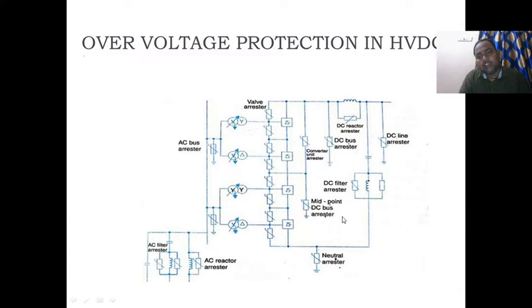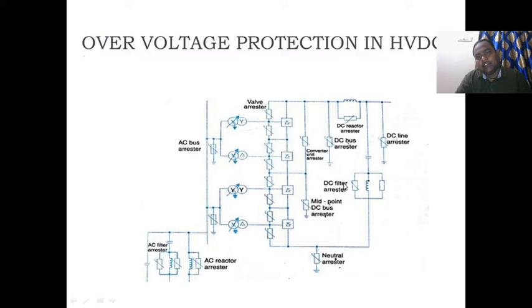Please observe this also, a midpoint DC bus arrester. If there are any over voltages present in the middle of the transmission line, they can be nullified by using the midpoint DC bus arrester. If any fault occurs in the neutral system, there is another equipment, that is a neutral arrester. Please see the filter across.